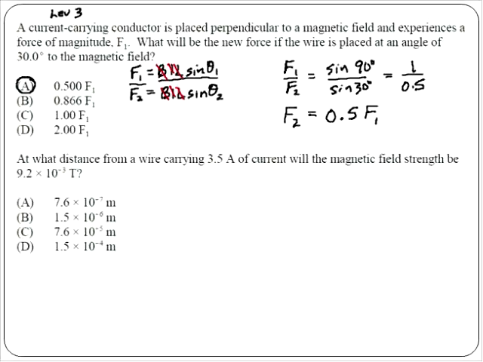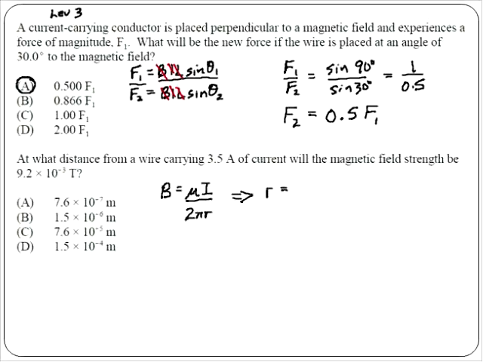Last one on this screen. At what distance from a current carrying wire with 3.5 amps of current will the magnetic field strength be 9.2 times 10 to the negative 3 Tesla? So we use Biot's law. B equals mu I over 2 pi r. But I'm asked to find the distance, which is r. So I need to rearrange that formula.